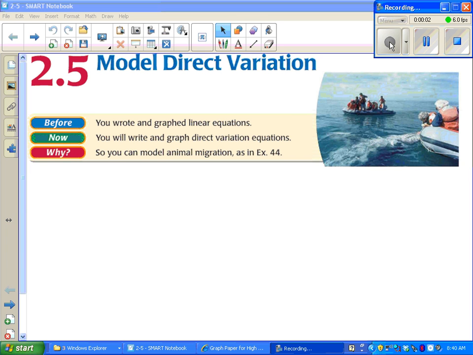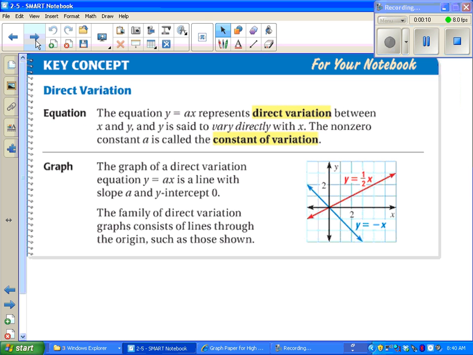2.5. Our objective today is to write and graph direct variation equations. Direct variation is when two quantities are related by a simple equation, y equals a times x. Kind of like just y equals slope times x, no y-intercept other than 0, always goes through the origin. That number a is called the constant of variation.